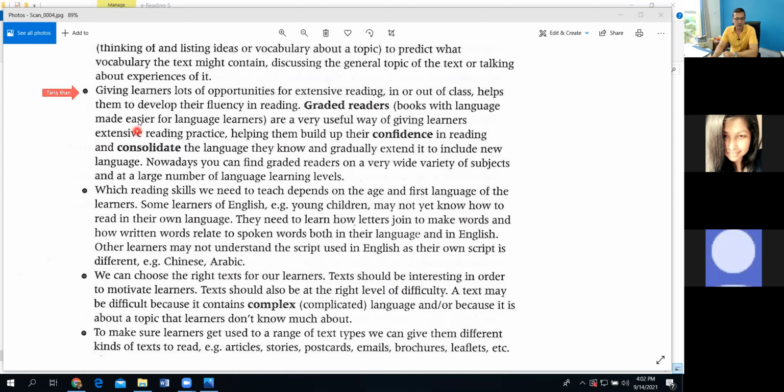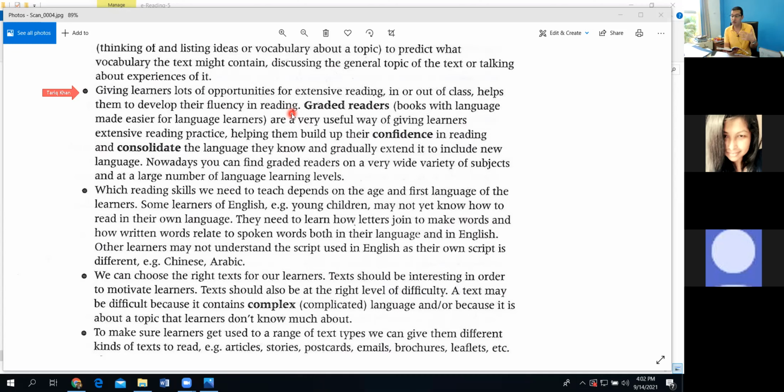The next point they tell you is giving learners lots of opportunities for extensive reading in or out of class, which helps them to develop their fluency in reading. You need to make them fluent in reading. Like the children, when they take the book and start reading, they do not read fluently. When they are not fluent, how will they read? Like I am reading it: reading is... one of... so they will read like this. It means they are not fluent in reading.